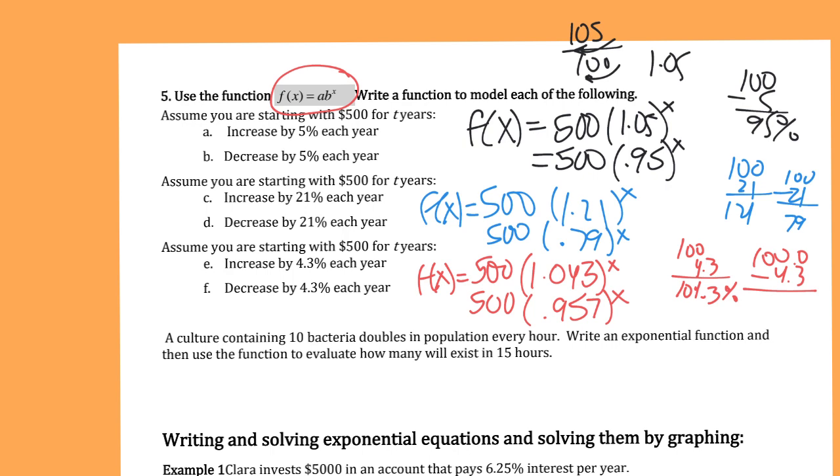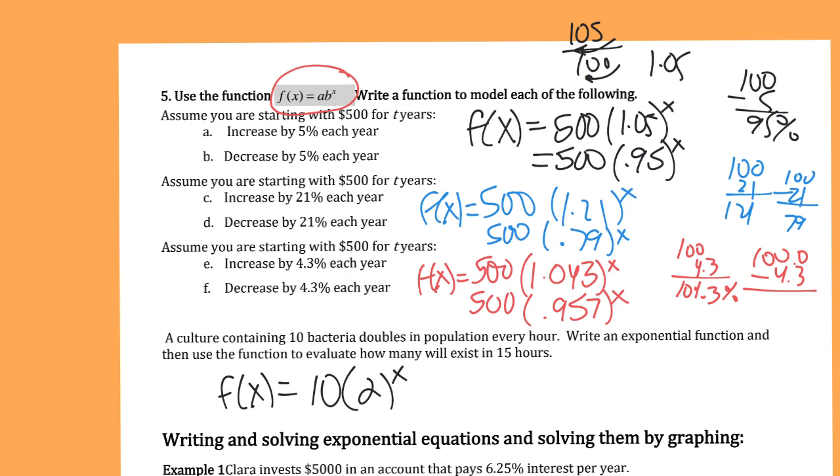And here's one. It says your bacteria population doubles every hour. So you start with 10, and you're doubling every hour. And they ask, can you figure out how much you're going to have if you wait for 15 hours? If you put x is 15 in this equation, then you can figure out how much we're going to actually have.